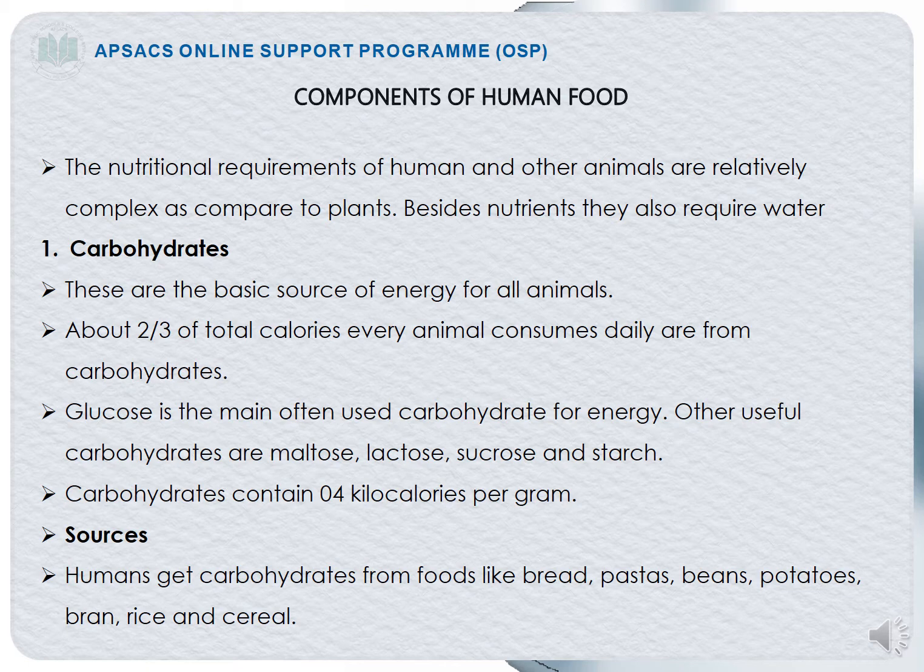If we talk about the calories of the carbohydrates, how many calories will be there in 1 gram of carbohydrate, that is 4 kilocalories. It contains 4 kilocalories per gram. Now which foods contain the carbohydrates? What are the sources of the carbohydrates? The sources of the carbohydrates are foods like bread, pastas, beans, potatoes, rice, grain and cereals. So from all of these we will be getting the carbohydrates.